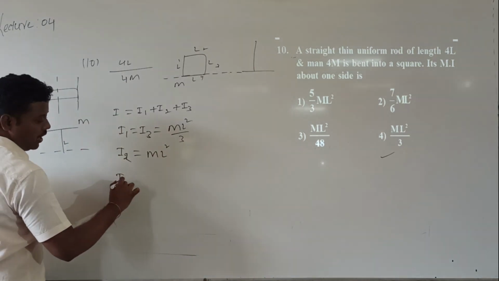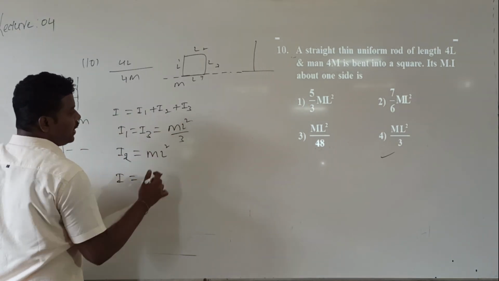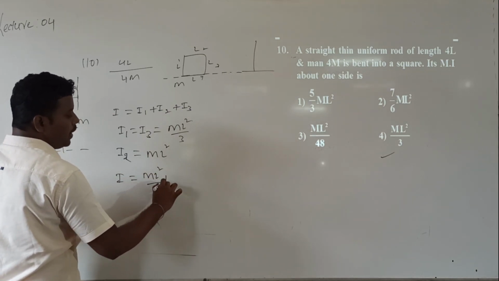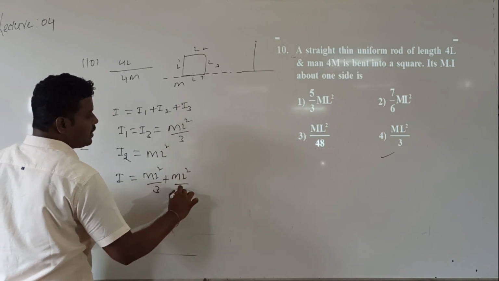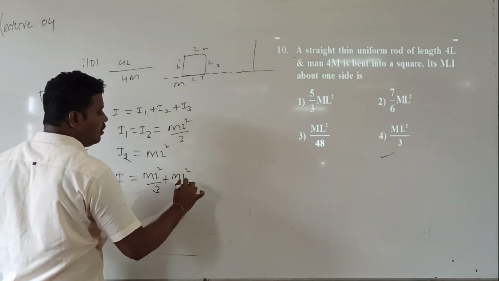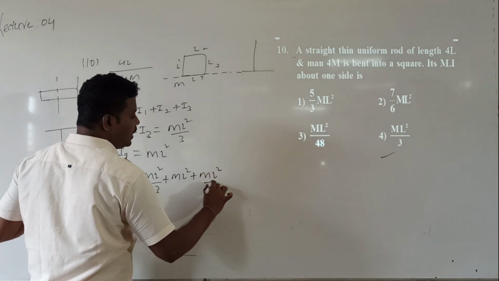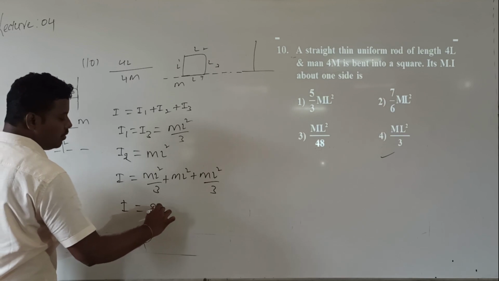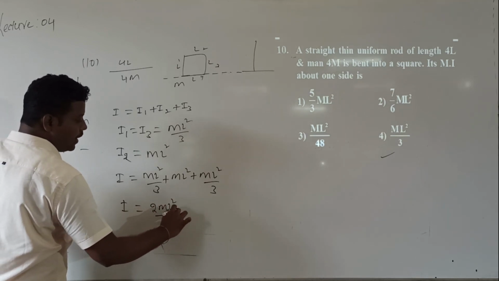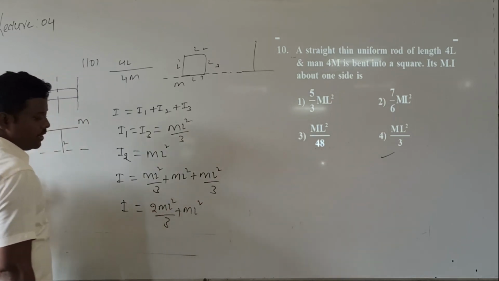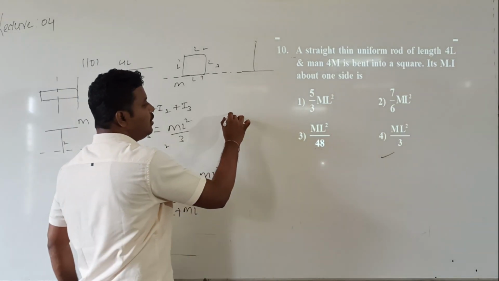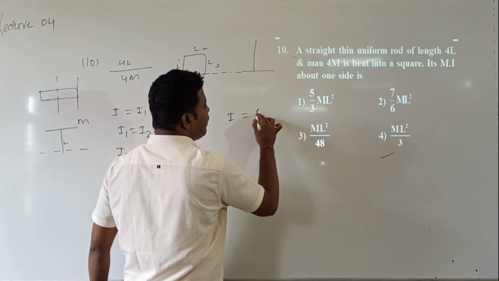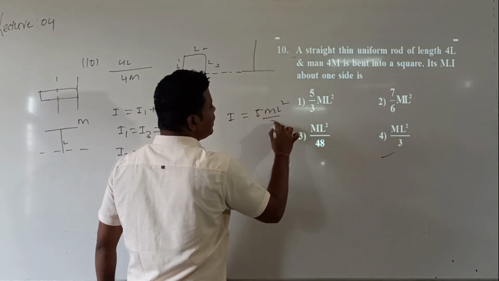Now what will be the total I value? I1 plus I2 plus I3. So I1 value is ml square by 3, plus ml square by 3 for I2, plus ml square for I3. Then what will we get for I? This is 2 into ml square by 3 plus ml square. LCM is 3. Then I value is equal to 3 plus 2, 5, so 5 into ml square divided by 3.